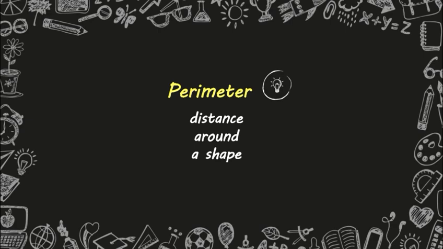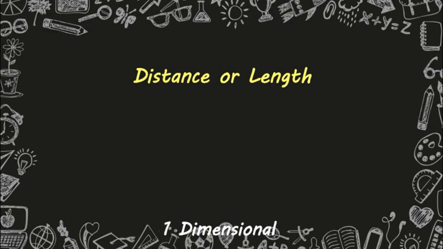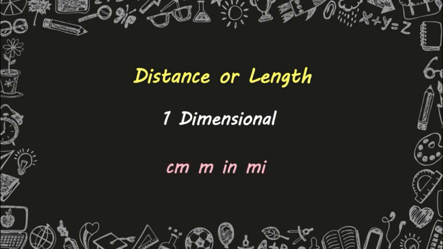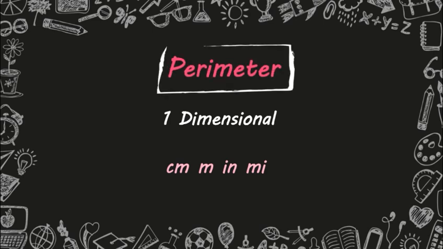And the next topic, you are probably pretty familiar with this concept, but we will revisit it: perimeter. Perimeter is just a fancy math term that means the distance or length around a shape. But what exactly does the distance around a shape mean? Well, distance or length is a one-dimensional quantity that we can measure with units like centimeters, meters, inches, or miles. That means perimeter is also a one-dimensional quantity that we can measure with units of length.